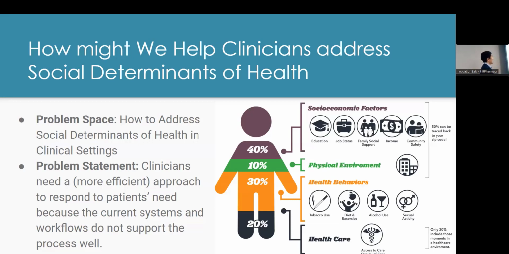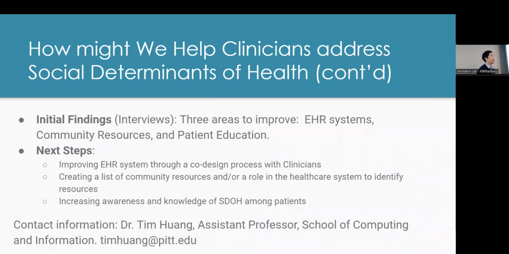When we talk to clinicians, we found that they try to address social determinants of health. They are aware of the importance of this topic, and they also try to take some actions to resolve these issues. But the main problem is that they couldn't find an efficient way to respond to patients' needs, even though they really want to. So we conducted some interviews, and the results show that there are at least 3 areas we could improve.